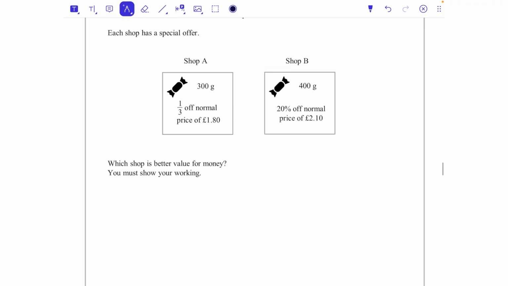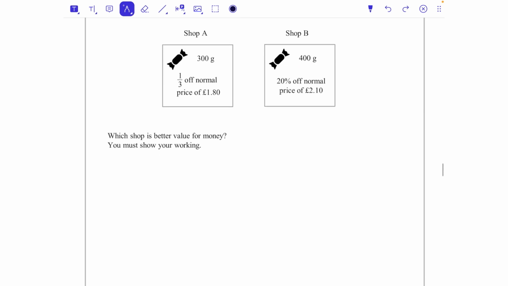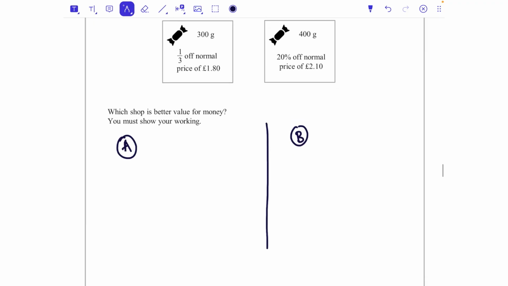So this is hard to know because we're getting different amounts of sweets. So what I'm going to do firstly is let's work out the discount. And when I do this on an exam, I like to lay it out like this. It makes it really clear as an examiner for us to see your working and see where your answers are coming from. So a third off the normal price means we need to do a third of £1.80 and then take that off.